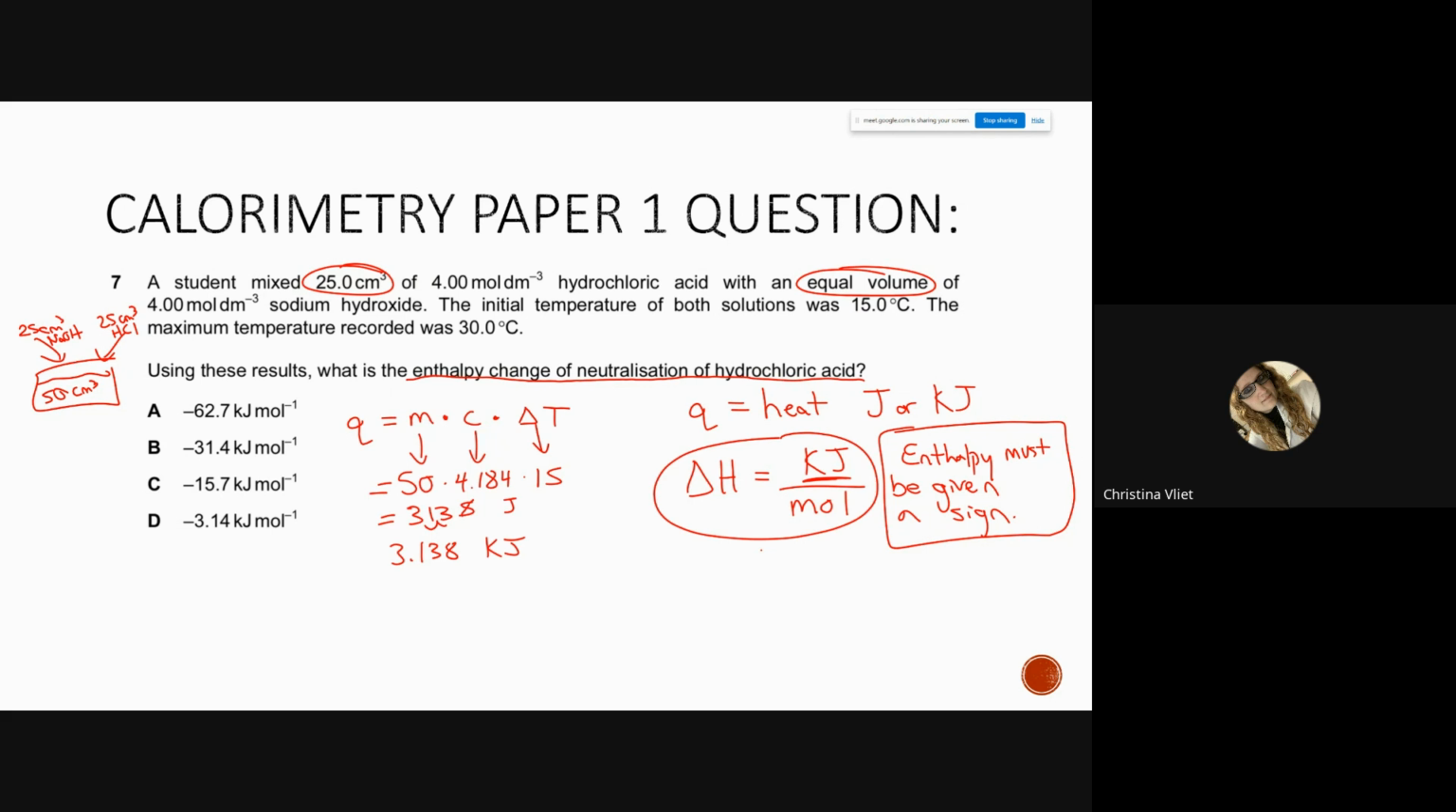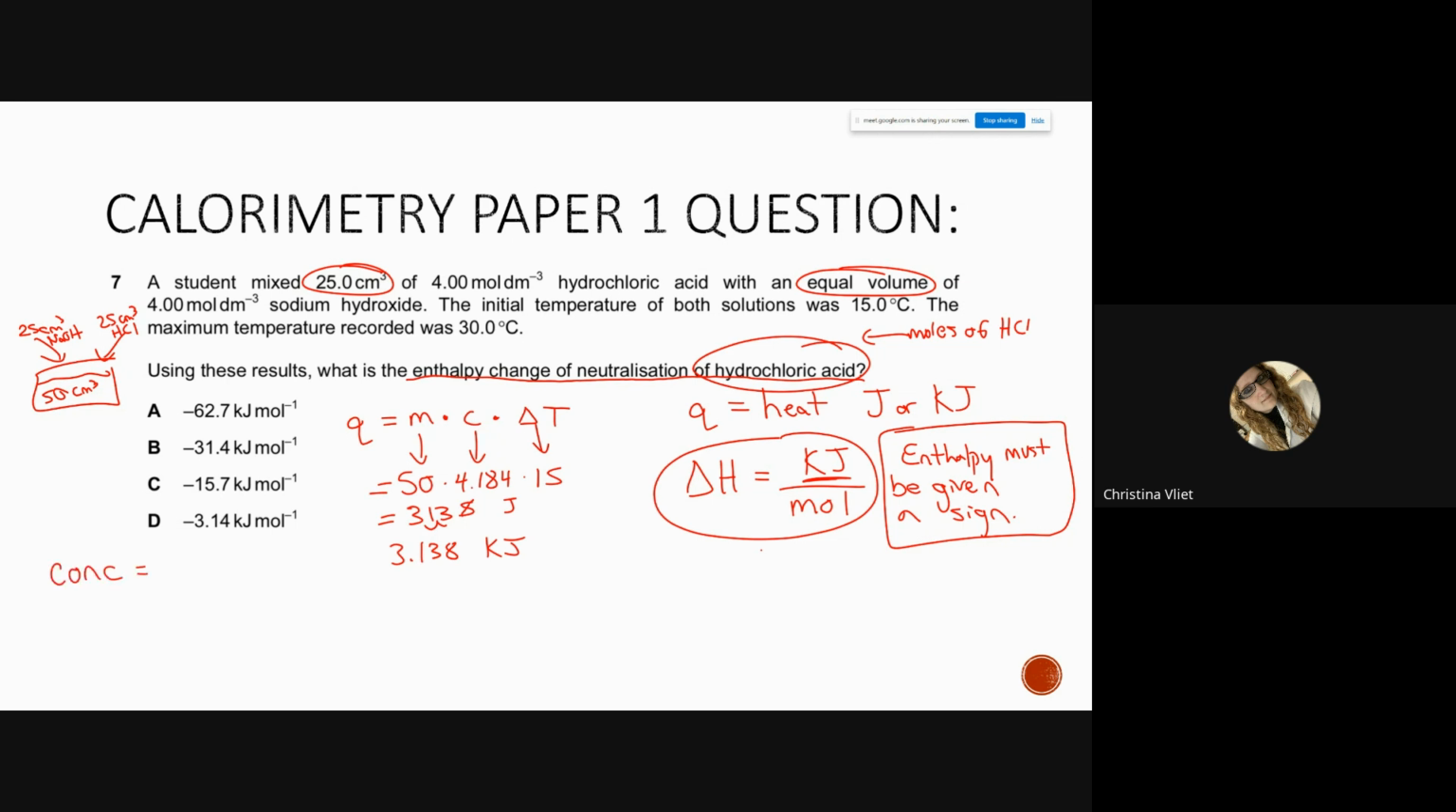We have to take this and divide by moles. Moles of what, first of all? Of hydrochloric acid, because it said hydrochloric acid, right? So we need the moles of HCl. Do I have information in the question to get the moles of HCl? I do. What do I have to use to find it?